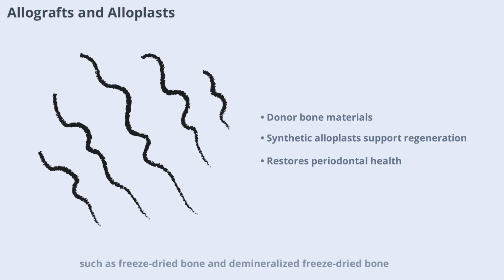Allografts, such as freeze-dried bone and demineralized freeze-dried bone, are donor bone materials used to fill furcation defects. Alloplasts, including hydroxyapatite and tricalcium phosphate, are synthetic materials that support bone regeneration. These options are valuable when autogenous grafts are not feasible, and they help restore periodontal health and function in the affected area.